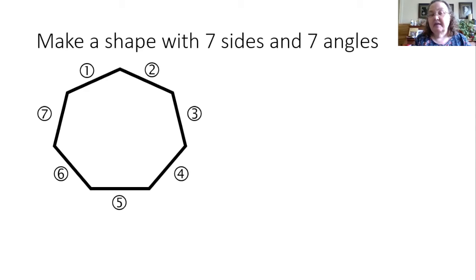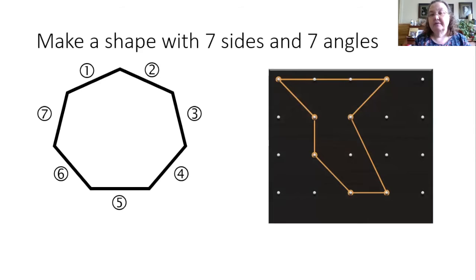Here's what I made on the geoboard. Oh my, does that still have 7 sides and 7 angles? Let's count the sides. 1, 2, 3, 4, 5, 6, 7. Yes, it still has 7 sides, and we know it has 7 angles. Okay, wonderful. Let's try another one.